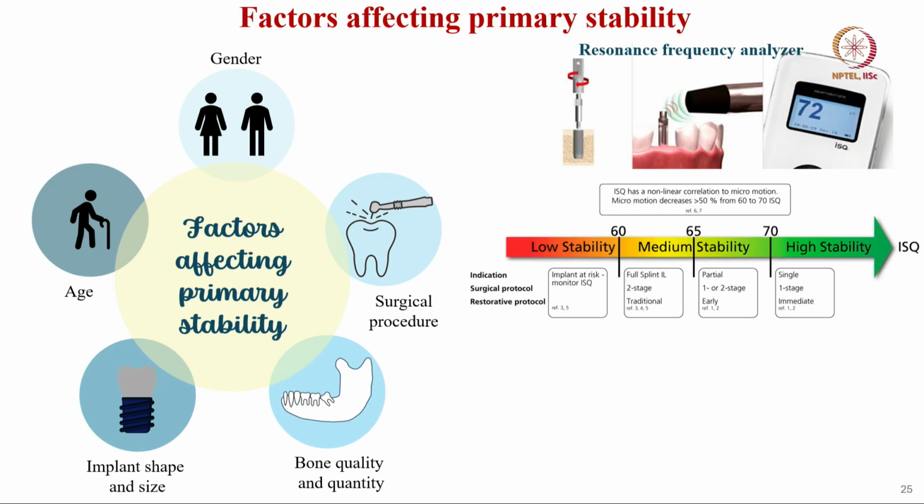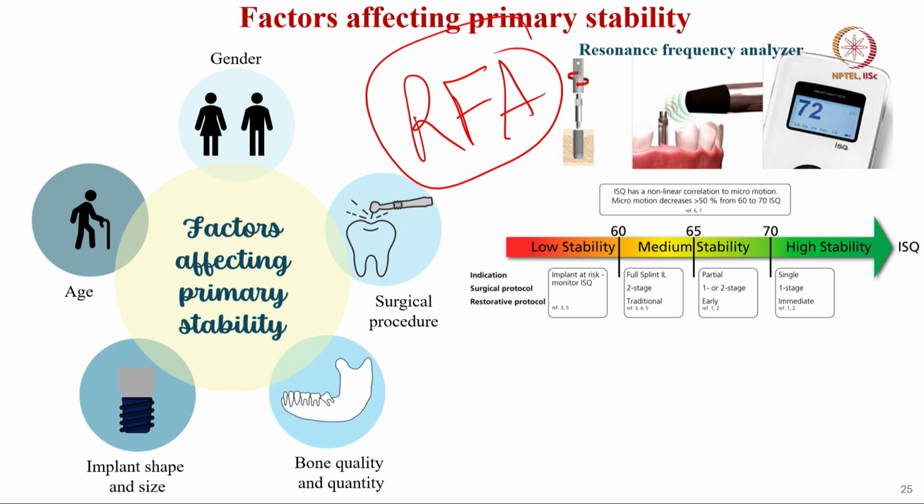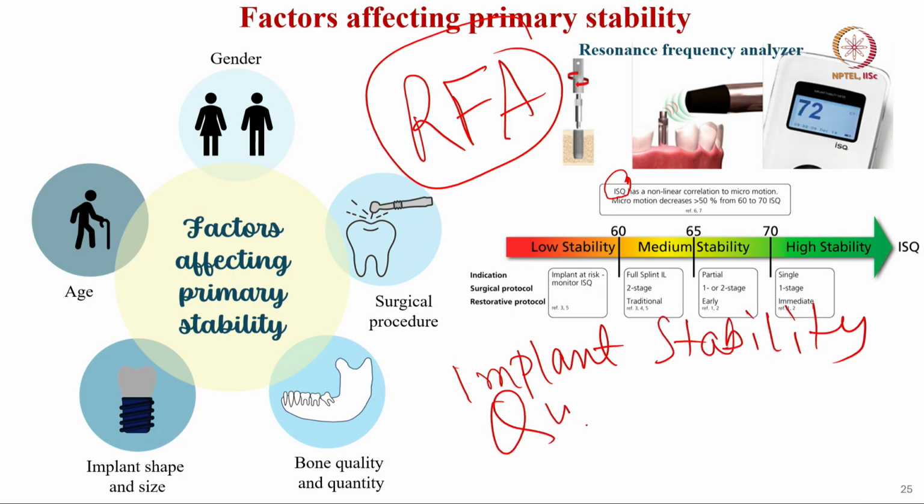So, as I mentioned just a few minutes ago, resonance frequency analyzer, RFA, has been used very extensively in high quality dental implantology procedures by measuring implant stability quotient. This is nothing but ISQ. So, these ISQ values, if it is between 65 and above, close to 70, 65 to 70, this is a very good primary stability of the implants.